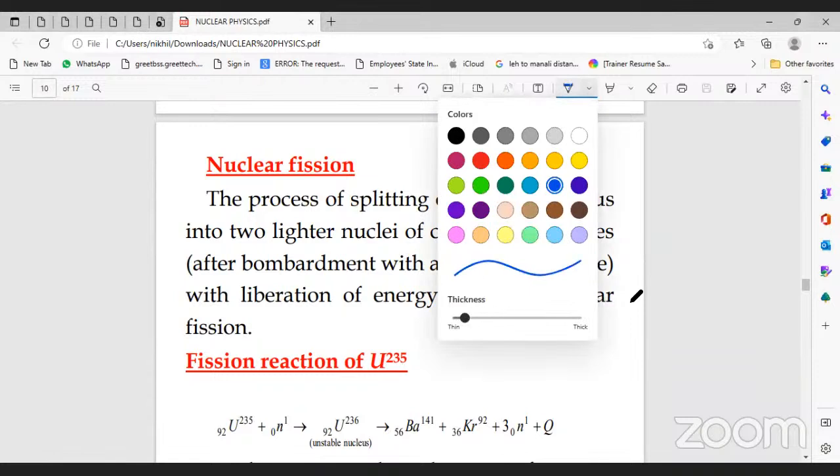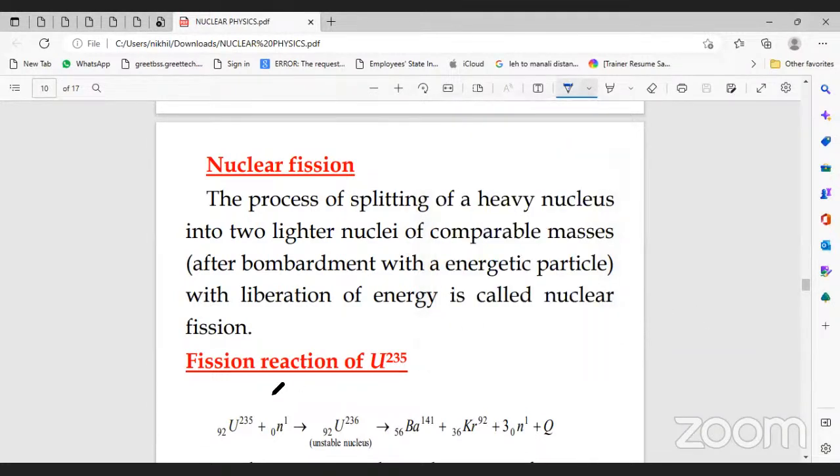In the case of nuclear fission, we consider a heavy nucleus. Heavy nuclei means the mass number will be more, like uranium 235 with atomic number 92. When this uranium is bombarded with a neutron, it forms uranium 236. This uranium 236 splits into two parts, like barium 141 and krypton 92. This splitting of a heavy nucleus into two parts is what we consider as nuclear fission.